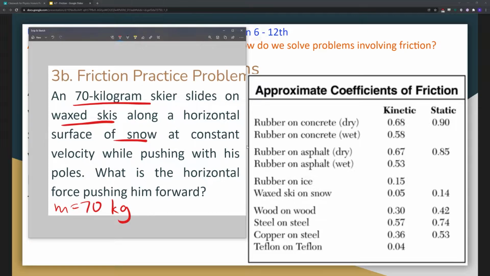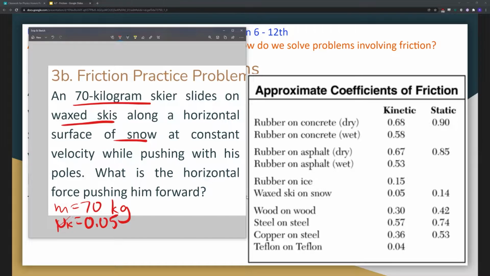If you look at your approximate coefficients of friction, you'll see wax skis on snow. Are we dealing with kinetic friction or static friction? We are dealing with kinetic friction because the skier is moving at a constant velocity. So wax skis on snow gives you 0.05.